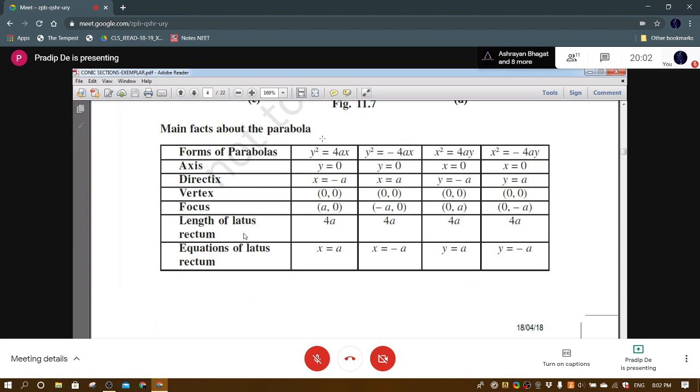Similarly, by replacing x with minus x, if there is no change in the equation, that means the curve is symmetric about not the x-axis but the y-axis. And where did you see that? Come again, please. Sorry.